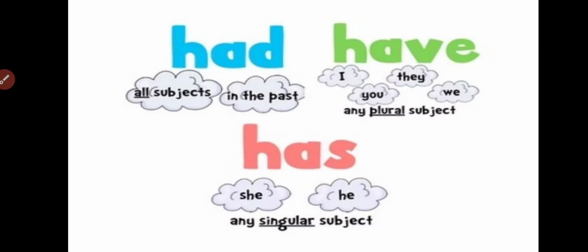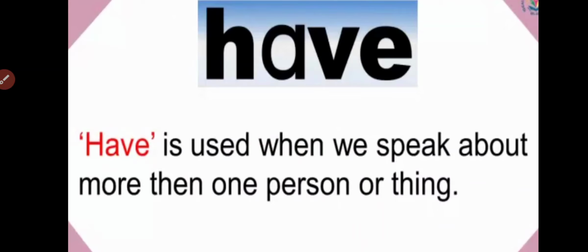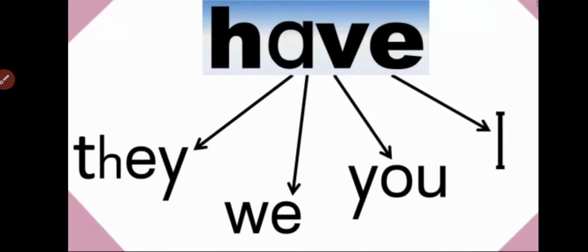First of all, let's get to know about have. Have is used when we speak about more than one person or thing. Means when you have a plural subject, that time you will use have. Here, we always use have with they, we, you and I and with plural subjects.